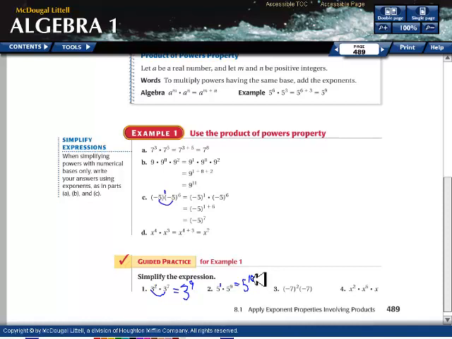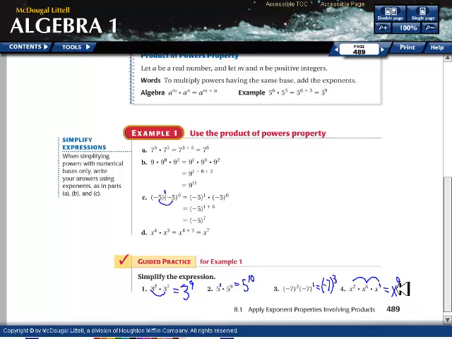Number 3, negative 7 squared times negative 7. Once again, we do not see an exponent. We assume it's a 1. They have like bases, so we can add the exponents. That would be negative 7. Make sure you put it back in parentheses. Negative 7 to the 3rd power. And the last one, number 4, x squared times x to the 6th times x. Once again, we do not see an exponent, so it is a 1. So we've got 2 plus 6 plus 1 would give us x to the 9th.